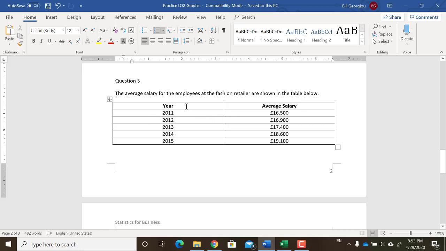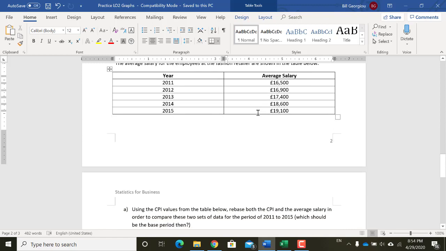Now, last but not least, question 3 for LO2 practice assessment. In question 3, we are given the average salary of the employees at the fashion retailer, which are shown on the table below. We have from year 2011 until 2015, 16,500, 900, 17,400, and so on. So that table shows how the average salaries have changed throughout the years.